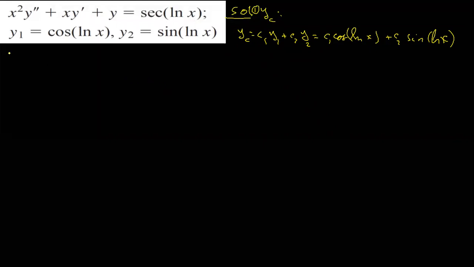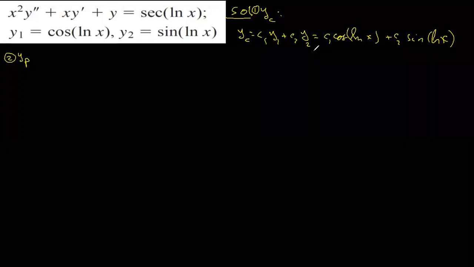So yc equals C1 times my y1, which is cosine ln x, plus C2 sine ln x. This is my yc. Don't forget where your y1 and your y2 are. Now, the second step is to find yp. Don't forget that you can use reduction of order, y equals u times y1 or y2. You have here y1 and you have y2, so you can use this.